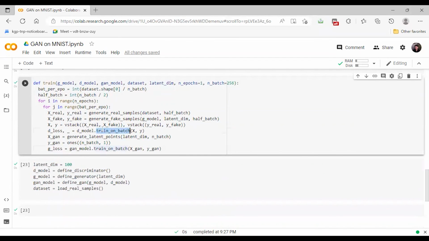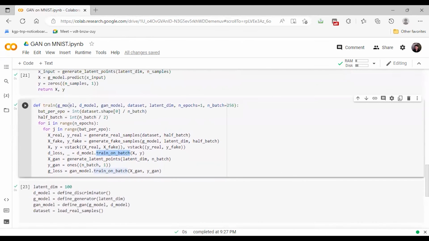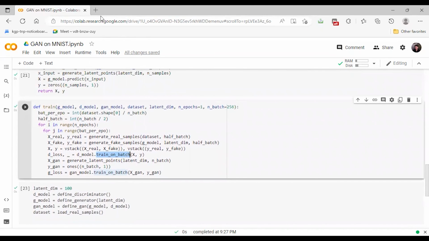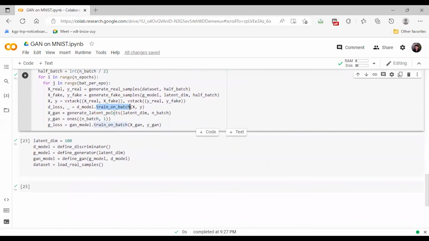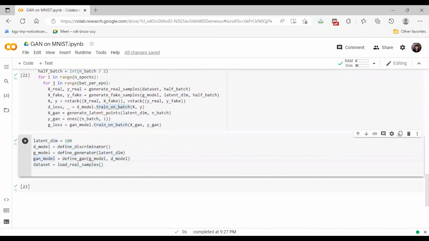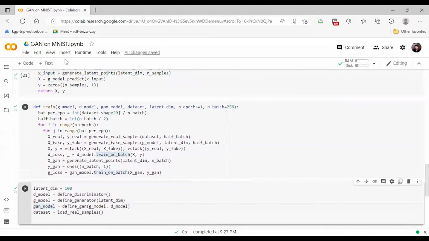The train on batch method gives us a very easy way to alternate between the min max objective function with respect to the generator and the discriminator. And here, these are the data dimensions and all the function calls. This is the shorthand form of our code.